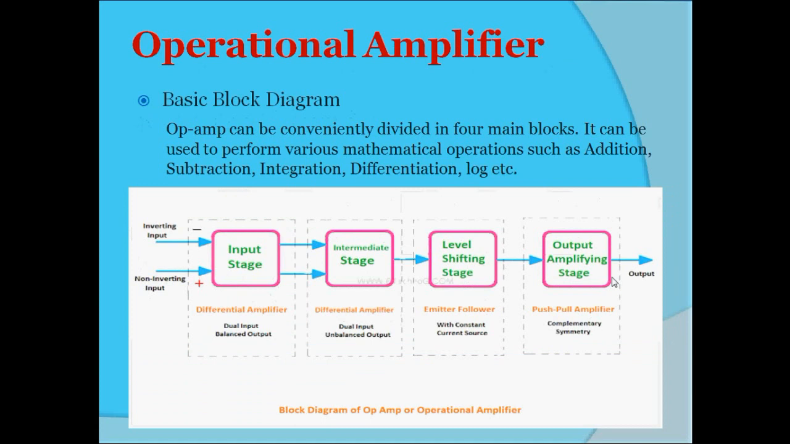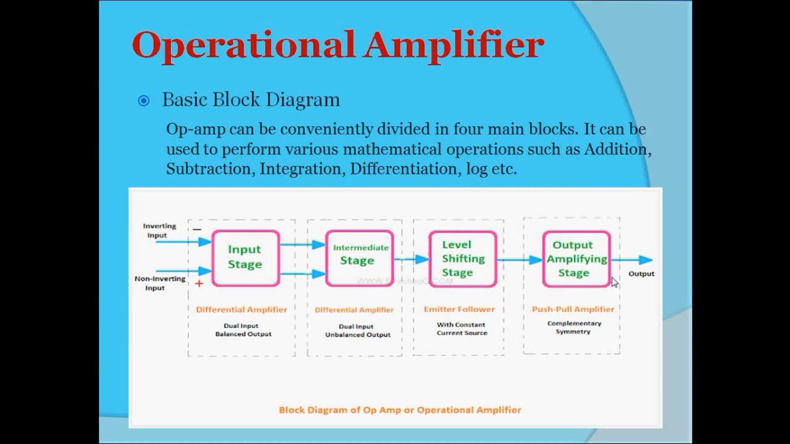Now we are going to see the basic block diagram. The op-amp can be conveniently divided into 4 main blocks. It can be used to perform various mathematical operations such as addition, subtraction, integration, differentiation, logarithmic operations and anti-log operations. It can also be used for rectification, and as an oscillator. These are some of the applications of the operational amplifier.